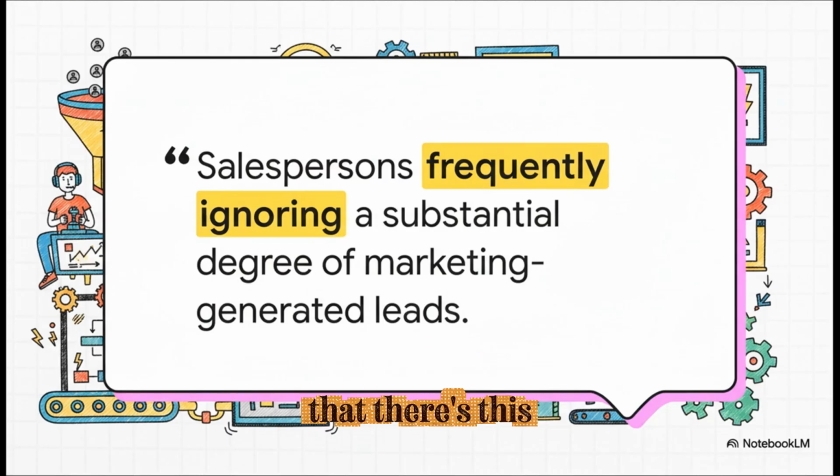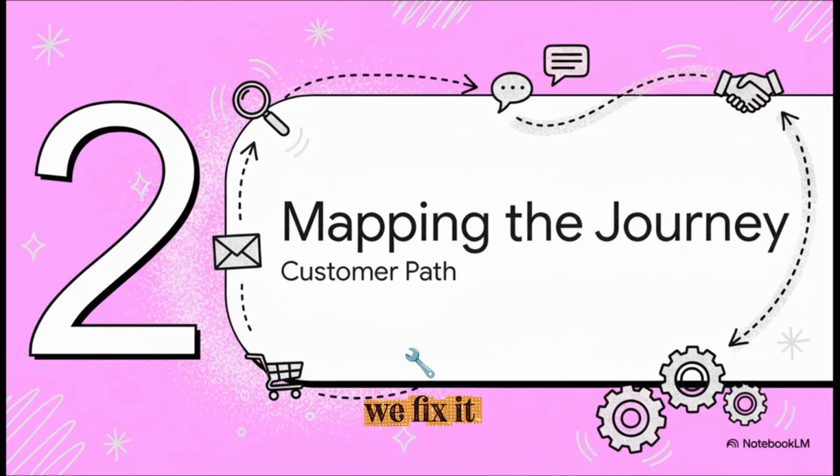And hey, this isn't just a hunch, it's a real, documented problem. Research has shown that there's this massive disconnect. Sales teams often end up ignoring a huge number of the leads that marketing works so hard to get. And that's exactly where the entire system just falls apart. So, how in the world do we fix it?